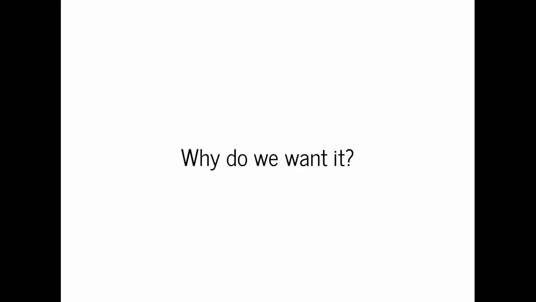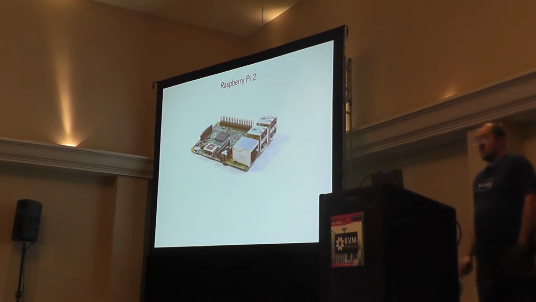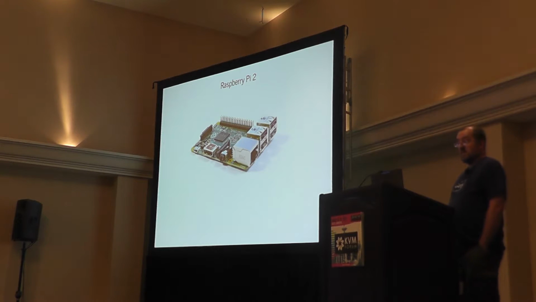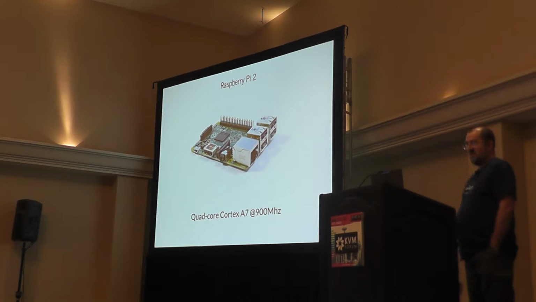So why do we want it? Well, part of the answer is that we live in a multi-core world. This is the humble Raspberry Pi. It's sold 5 million units since its launch in 2012. Its current iteration has a 4-core Cortex-A7 in it, all running at just under a gigahertz, and it's available for $25.